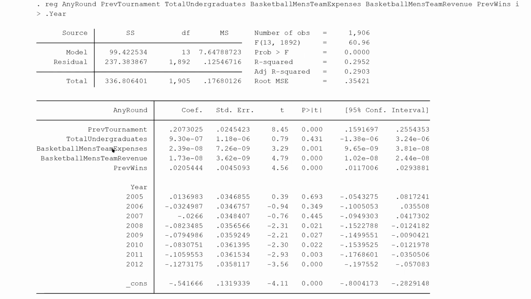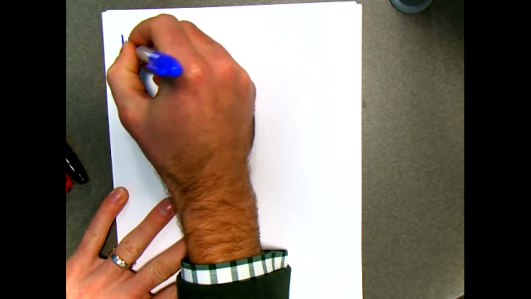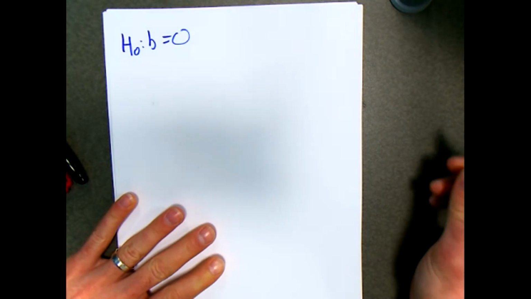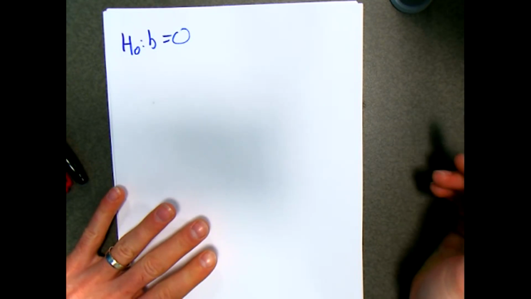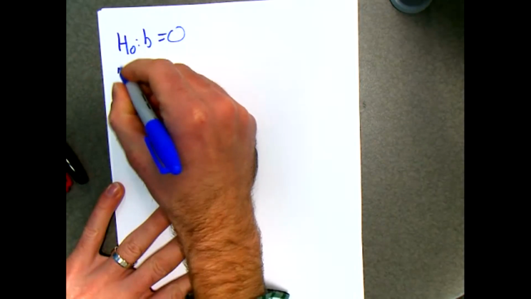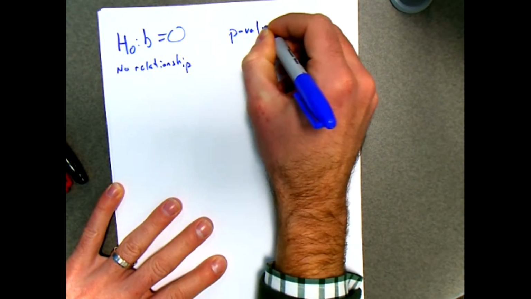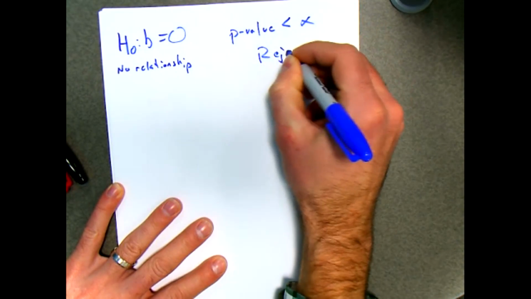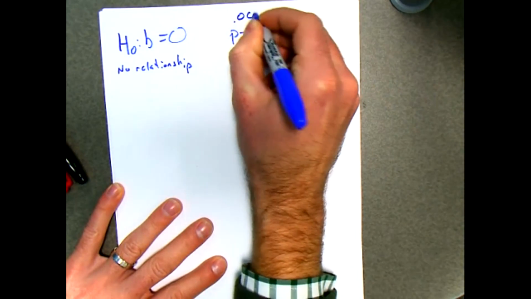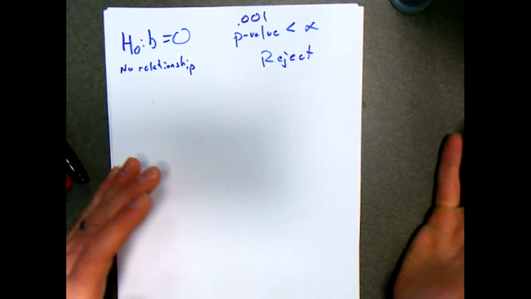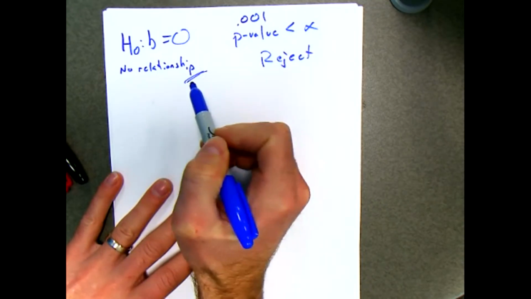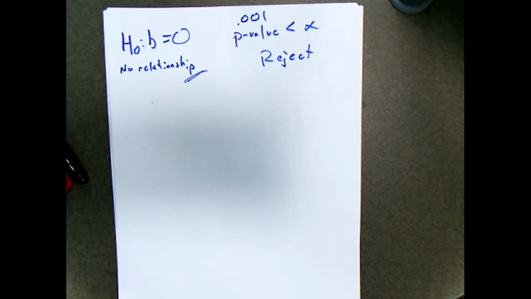But when it comes to the variable we're most interested in, basketball team expenses, that still has a p-value of 0.001. So remember, for every coefficient, we essentially have the hypothesis test, which is we assume that that relationship or that slope coefficient is equal to 0, right? Or we're assuming that there's no relationship. So when I'm finding these really low p-values, I know that if the p-value is less than alpha, I can reject. So if my p-value is 0.001, that's going to be less than any of my benchmark alphas. So I can reject the null, or I can reject that there's no relationship.